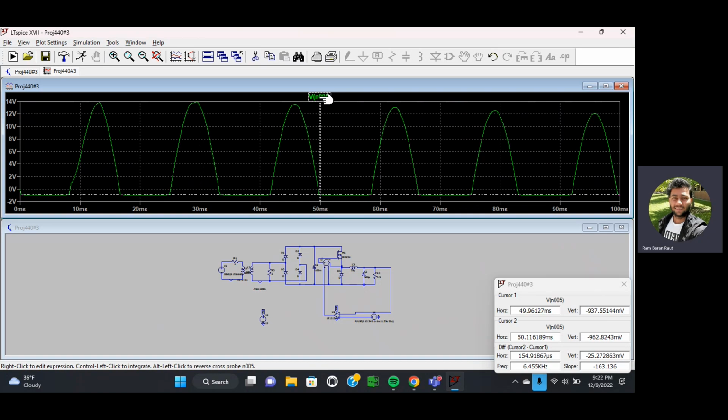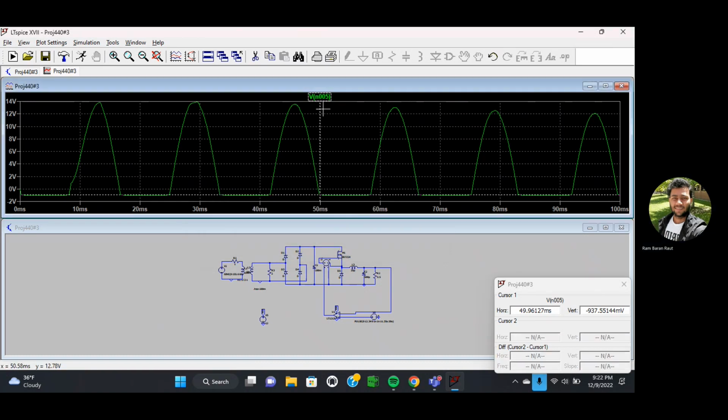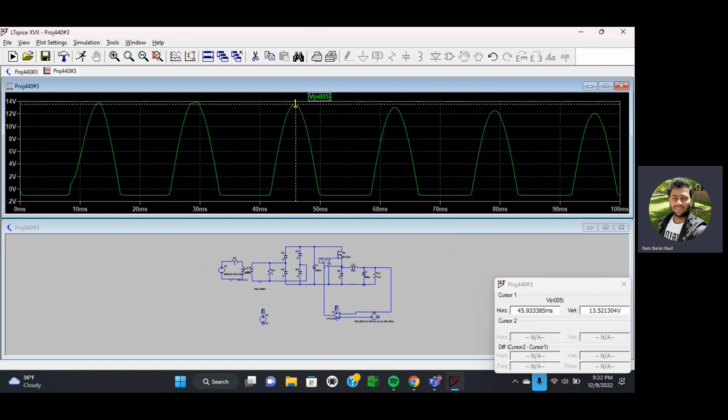I think it has two cursors. We just need one cursor. So to put over here, we have 13.52. Before, when I disconnected this part, I had like 15 volt over here. But right now I don't have 15 volt over here because these diodes and this MOSFET consume some kind of power. That's why we don't get exact 15 volt. So no worry.